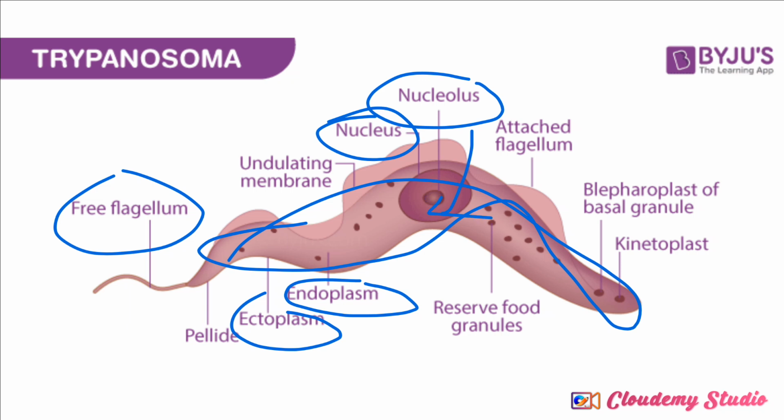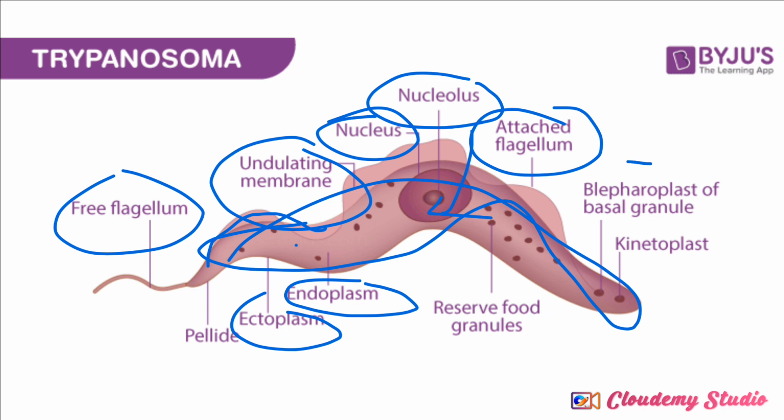The undulating membrane surrounds the organism. And the undulating membrane is formed by a flagellum, and the flagellum is attached to the body of the animal. I now have the blepharoplast or basal body.